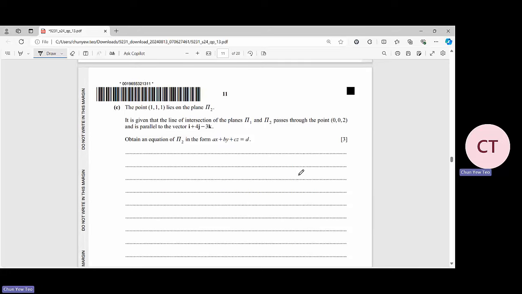Okay. So with number 5C, we have a point (1, 1, 1) lying on the plane pi 2, given that the line of intersection of pi 1 and pi 2 passes through the point (0, 2) and is parallel to the vector i plus 4j minus 3k. So the meaning of this is actually, you can imagine that you have a plane called pi 1, and you have another plane called pi 2. They intersect.